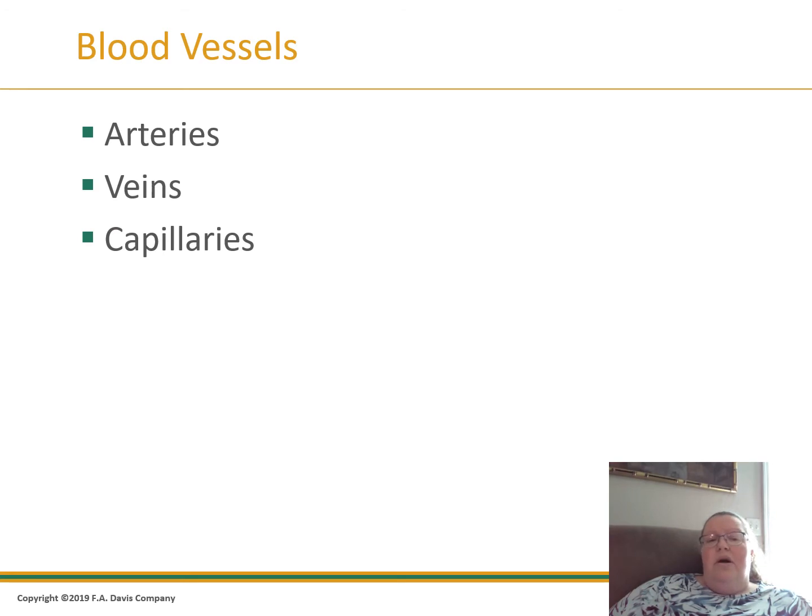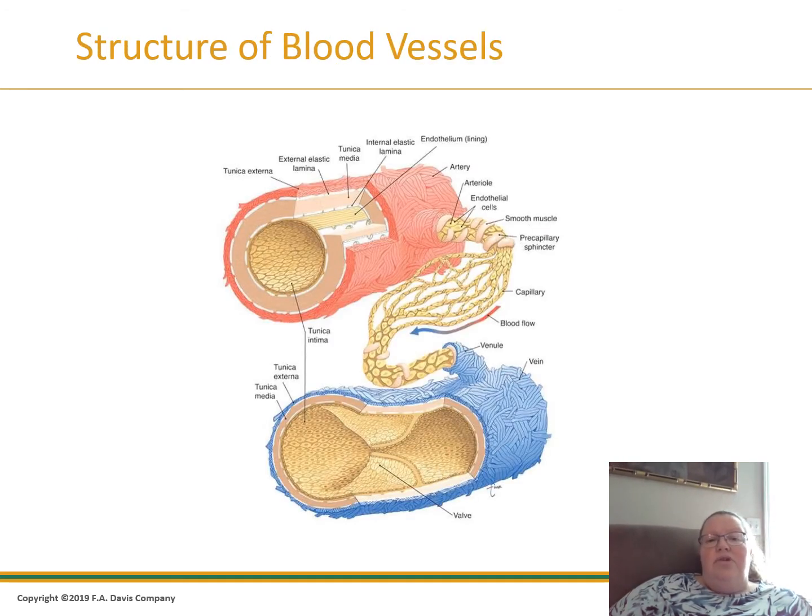Our blood vessels are arteries, veins, and capillaries. Here's the structure of our blood vessels. Arteries have a lot more muscle because they have to pump. Whereas veins have less muscle but more valves. Valves that fill up and open up as they're kind of the aftermath of the pumping of the arteries.